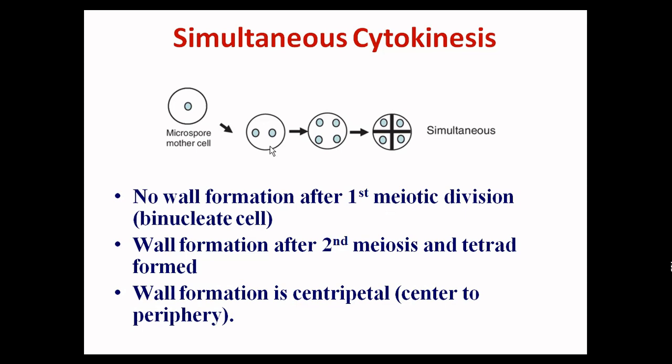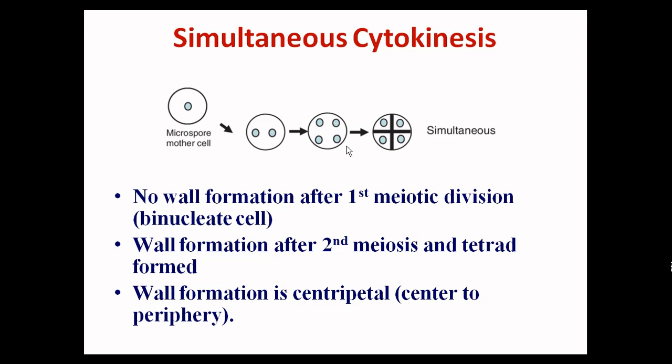Then the second type of cytokinesis is simultaneous cytokinesis, where there is no wall formation after the first meiotic division. So there is no diad stage. A binucleate cell is produced. This binucleate cell undergoes the second meiosis, and it produces the tetrad by wall formation. So here wall formation is centripetal, that is from the center to the periphery. So at the end tetrads are produced, but the type of tetrad will depend on the successive or simultaneous type of cytokinesis.